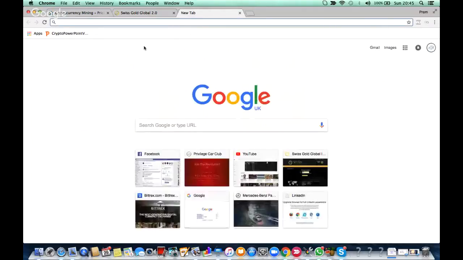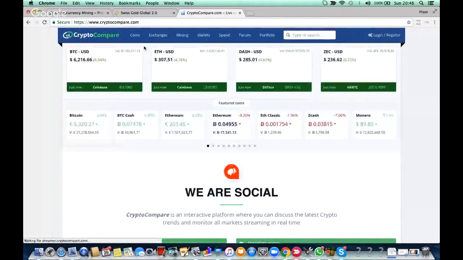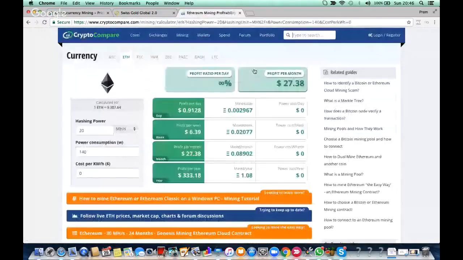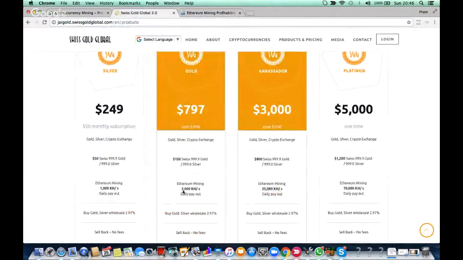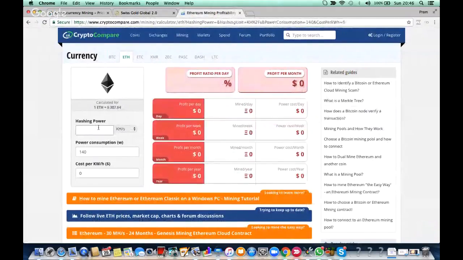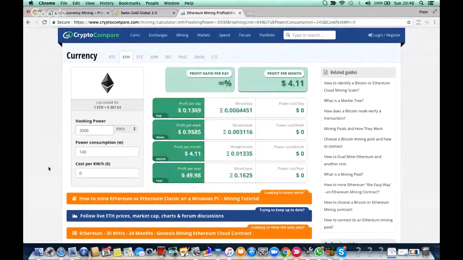So without referring a single soul, how much are you going to earn? Let's go to Crypto Compare again. That was the website that I tend to use more often than others. We can find a different, better one if you like. Ethereum mining, and what I'm looking for here is how much is 3,000 kilohash per second going to pay me. So I'm going to go down to 3,000 kilohash per second. Power consumption is 140 watts. That stays the same for that particular machine. Cost per kilowatt hour is 0 because it's charged up front.